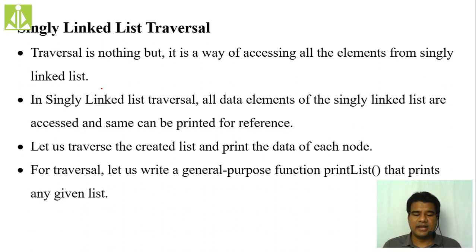In a singly linked list traversal, all data elements of the singly linked list are accessed and the same is printed for your reference. So in singly linked list traversal, all the data elements, meaning the data parts of all the different nodes, we are accessing, and we are printing the same on the output screen.